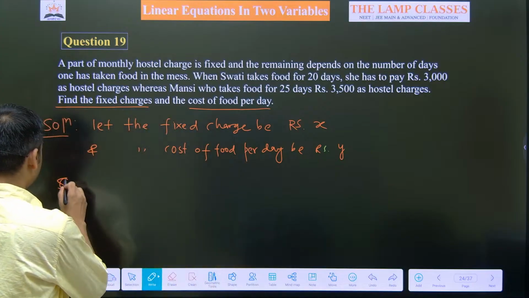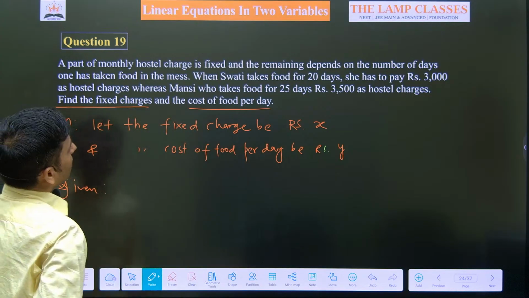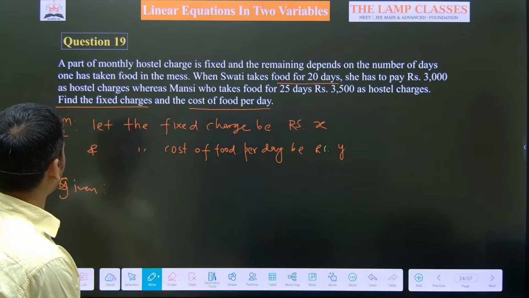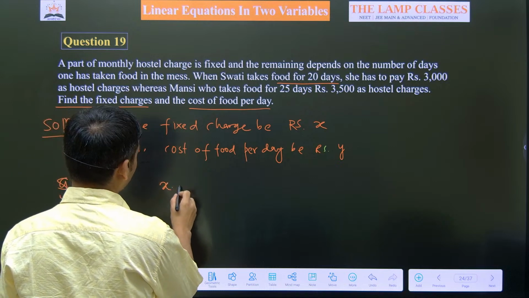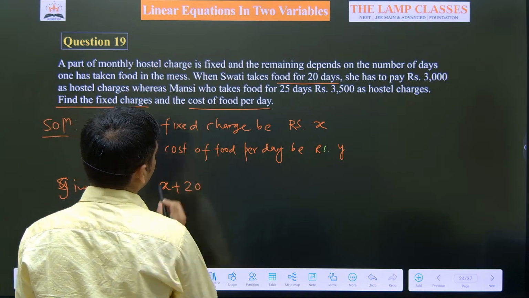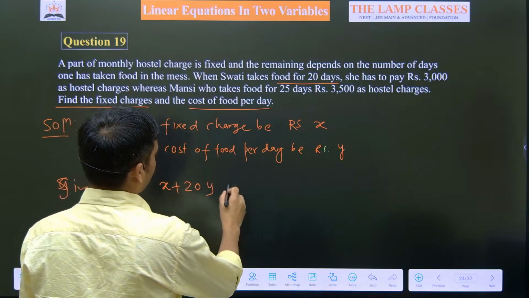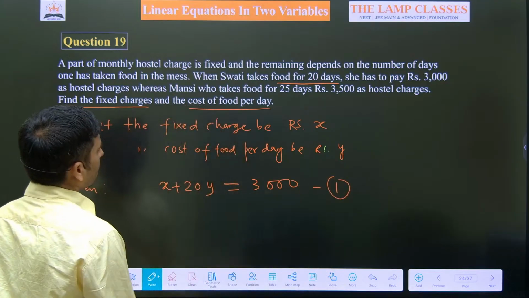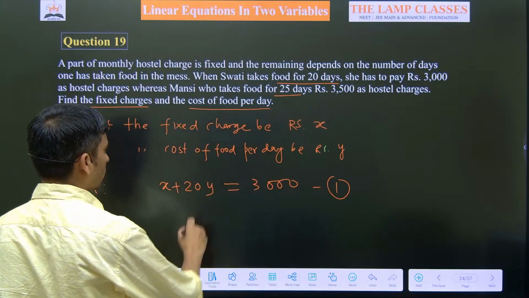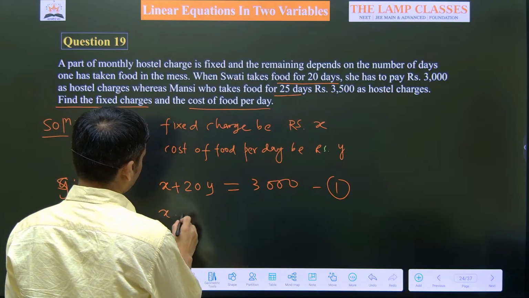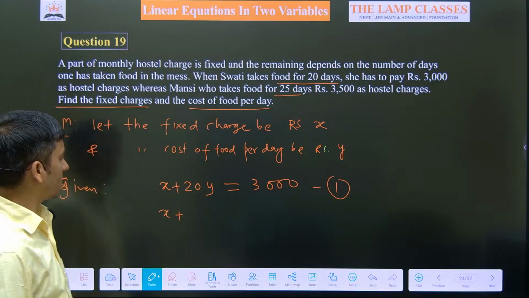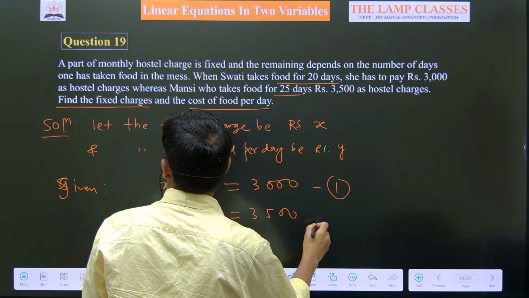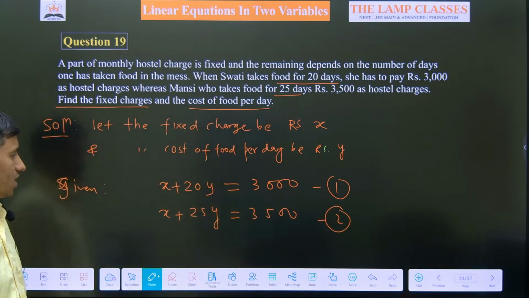So they have given that for 20 days total she has to pay 3,000. So that will have the fixed charge as well as the per day charge for 20 days. So x plus 20 into y has to be 3,000. That's equation number 1. And another child is there. If she is staying there for 25 days, then that is x, because for everyone the fixed charge will be the same. So x plus 25y will be equal to 3,500. That's equation number 2. And I think solving this equation is not tough.